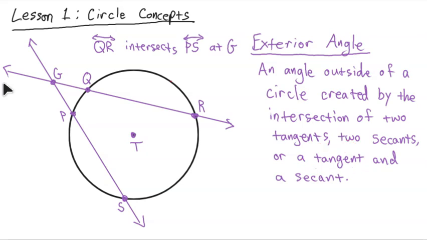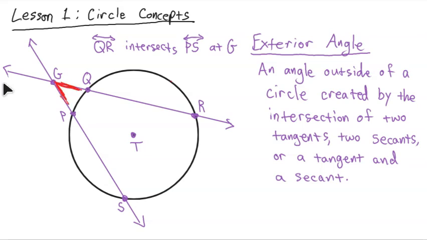And so let me show you this example over here. Okay, you can see line QR, Q and R are both on the circle, so this line cuts through the circle. It's inside the circle right here, so that makes it a secant. Okay, so QR is a secant. And then PS, line PS, this is also a secant because it's inside the circle. Now, these two secants, they intersect at point G right here. And so look, it creates an angle right here.